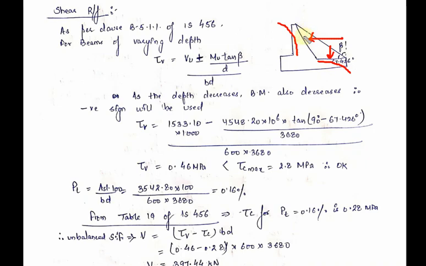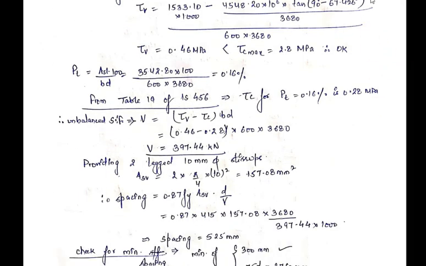So in order to provide a proper connection between the stem and the counterfort, we provide horizontal ties. These horizontal ties are in the form of stirrups, and in order to provide proper connection between the counterfort and the heel slab, we provide vertical ties, and these vertical ties are also in the form of stirrups. So first of all, we will now find out the horizontal ties.